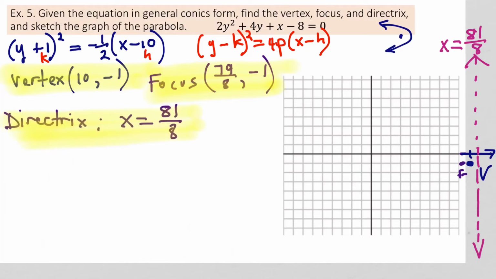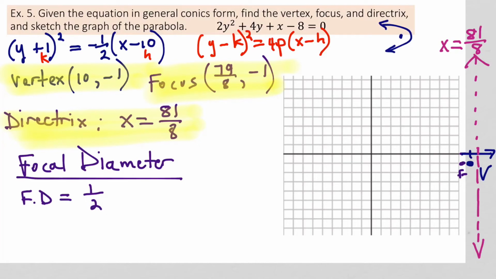All right, so the last thing we have to do is make a sketch of this graph. And to do that, to get the width on here correctly, we're going to find the length of the focal diameter. So my focal diameter in this case, the length of it is 1/2. So this is going to be a skinny parabola. So half of 1/2 is 1/4. Half of 1/2 is 1/4. So in line with my focus is going to be my focal diameter. So I'm going to go 1/4 up.